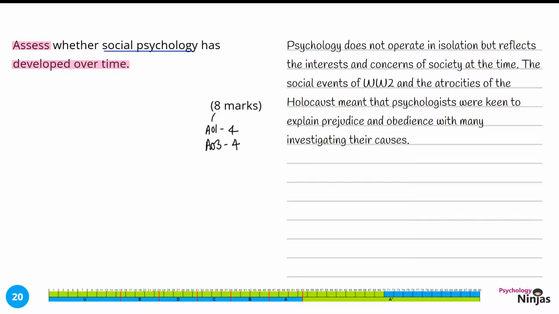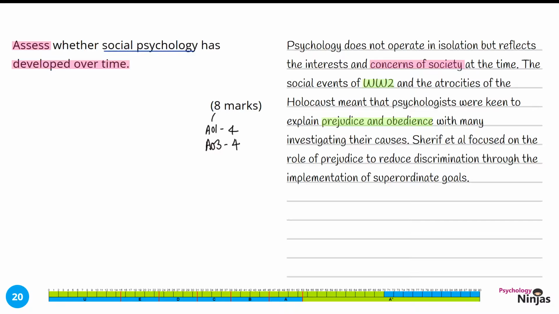We've given the fact that the concerns of society is a way in which psychology has developed as a clear explanation. We've then done this by linking it to social psychology, talking about how World War II has prompted an interest in prejudice and obedience. Let's move into our evaluation now. And we're going to focus on some specific examples.